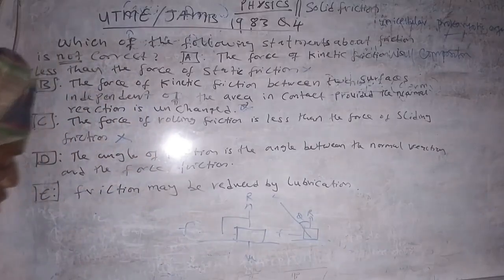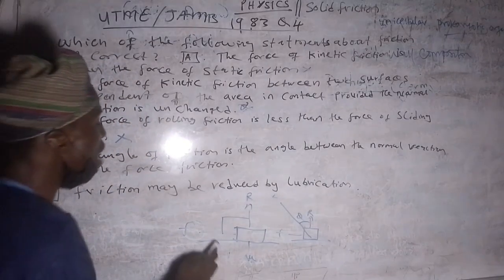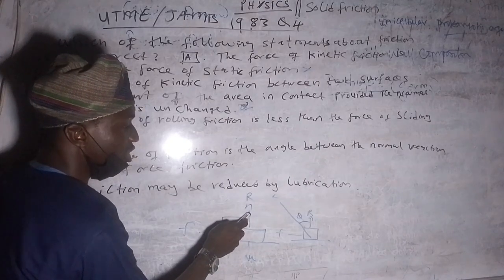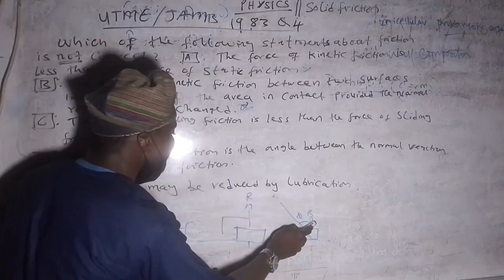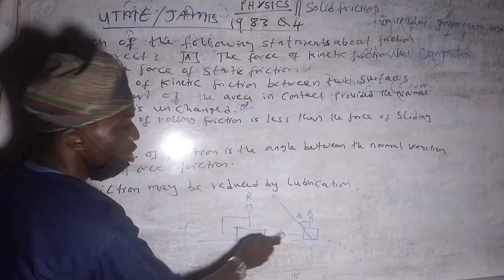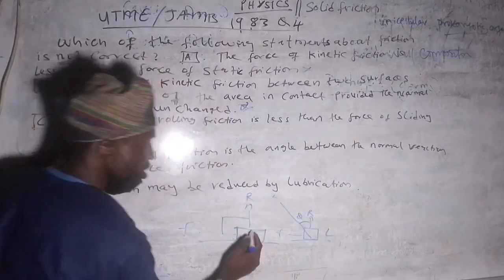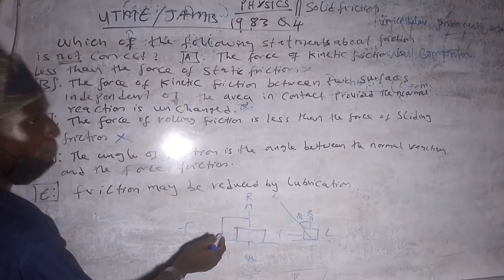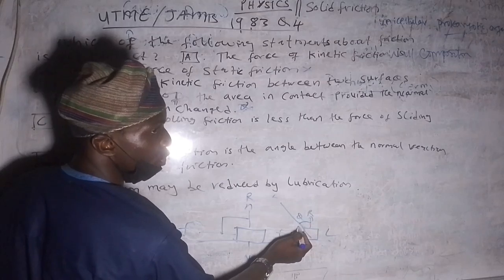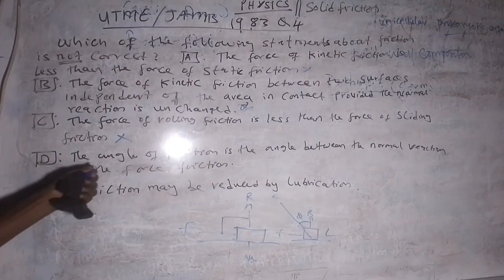The angle between the reaction and the resultant force of friction is what we know as the angle of friction. So not the angle between the friction and the reaction. No. The angle between the reaction and the resultant force of friction. Not the angle between the reaction and the friction, but the angle between the reaction and the resultant force of friction. Do you understand?